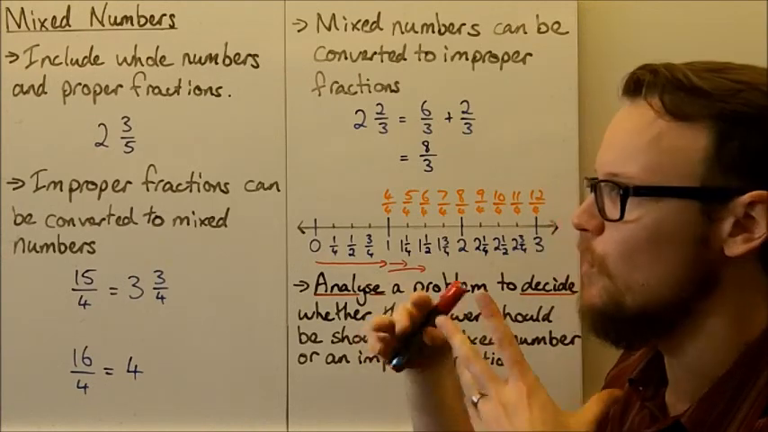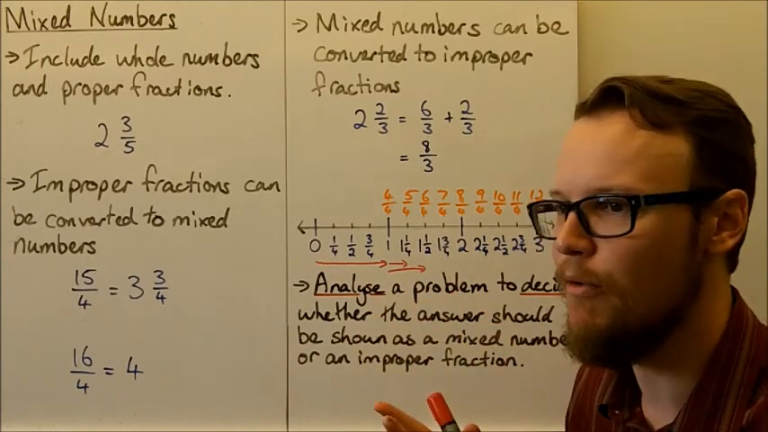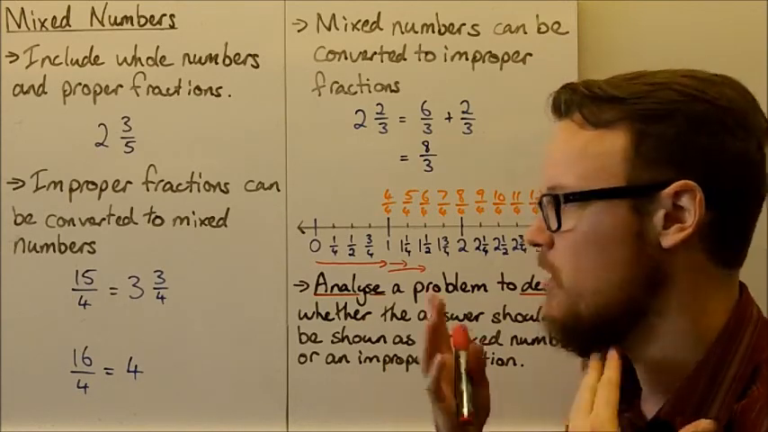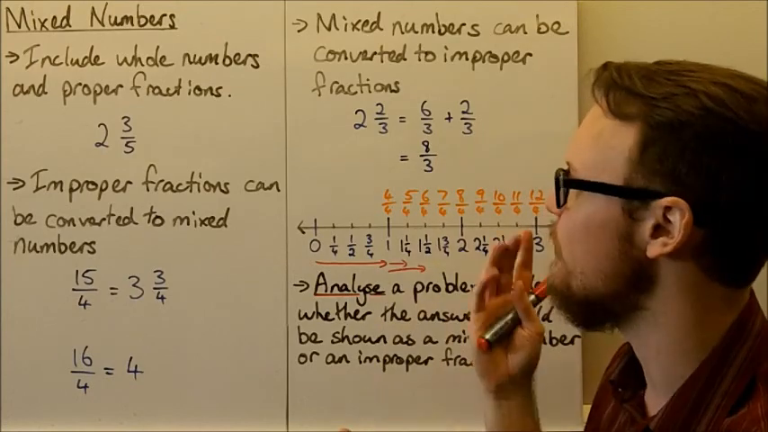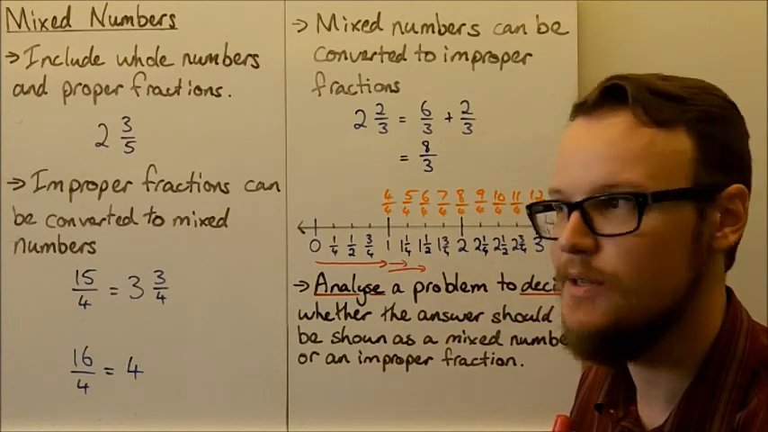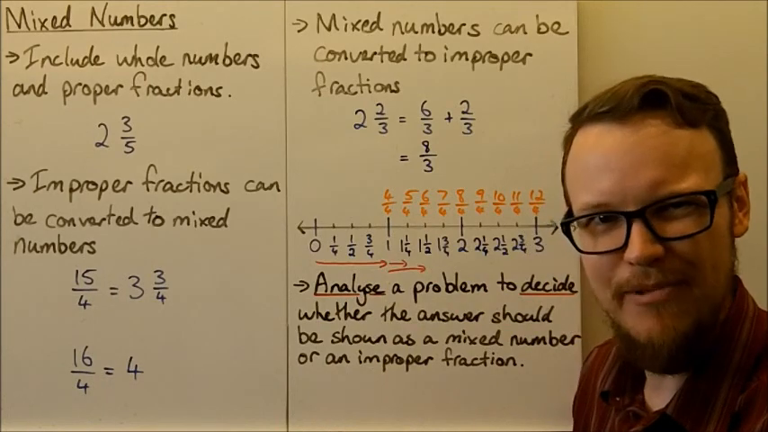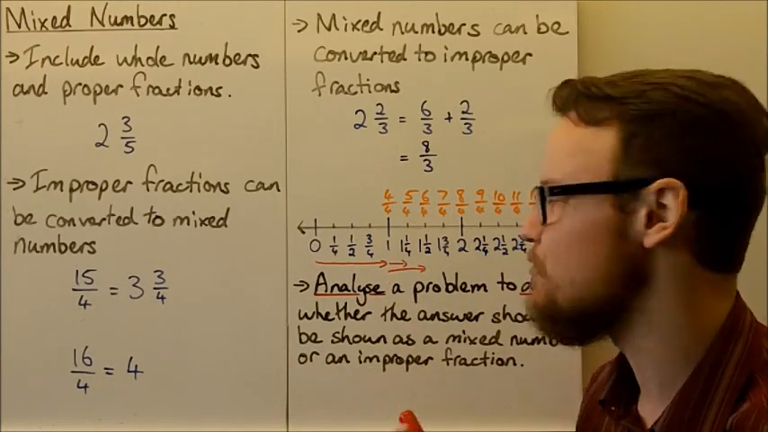For example, if all of the fractions that you have in the problem are improper fractions, and it's not a real world problem, it's fine to represent it as an improper fraction, no problems. If you're given mixed numbers in the problem, you should probably represent the answer as a mixed number as well.